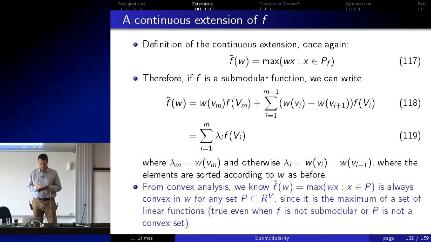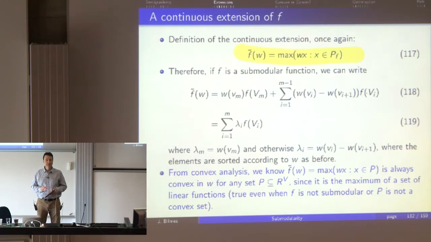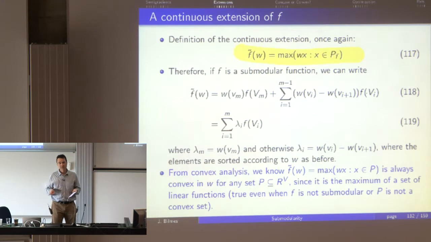Now, since we've defined the function in this fashion, from convex analysis, we immediately know that this is a convex function. It's a maximum over a bunch of linear functionals, and that's always going to be convex. And that's even true when f is not a submodular function. So f doesn't even need to be submodular. You just take a max over a bunch of linear functions.